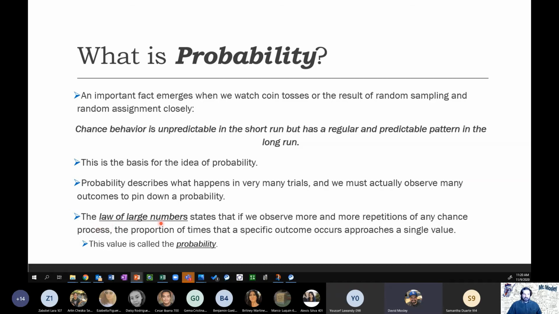The law of large numbers, which is a thing, states that if we observe more and more repetitions of any chance process, the proportion of times that a specific outcome occurs approaches a single value. This value is called the probability.